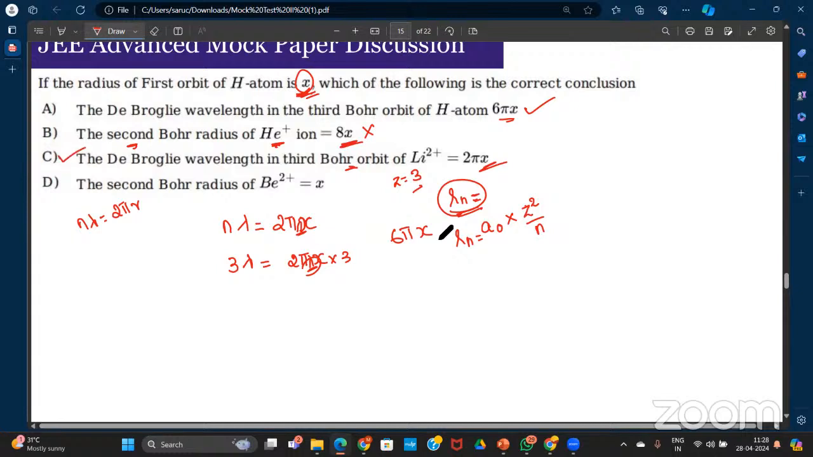And the second Bohr radius for beryllium 2 plus is equal to x. Again, we know that Z is equal to 4 and n equal to 2. When you substitute, will you get it as x? No, you won't get it. So this is wrong. So options A and C are the right answer. Got this question, everyone?